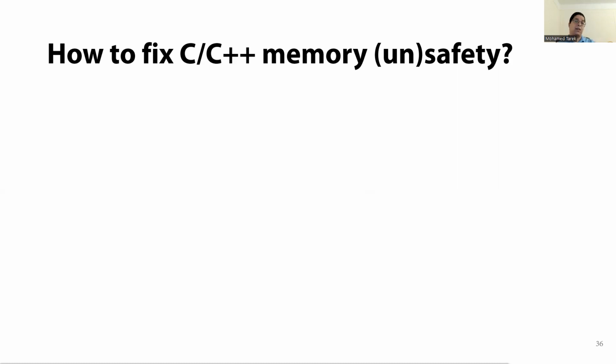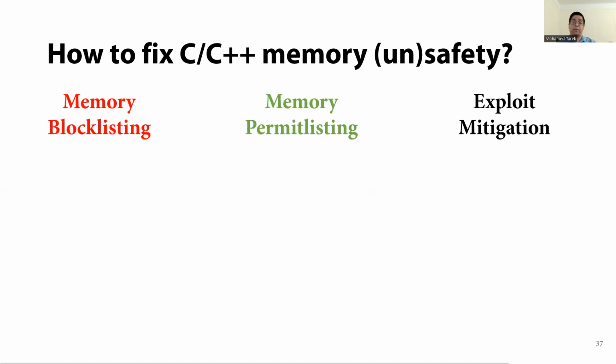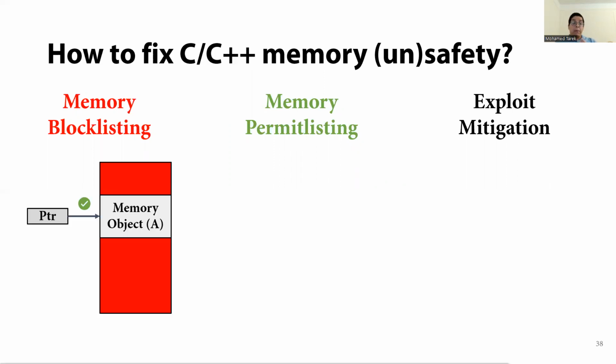The answer is yes. At a high level, prior work has followed three main directions: memory blocklisting, memory permitlisting, and exploit mitigation. Let me quickly show you what each of these terms mean. Memory blocklisting surrounds all objects with regions of poisoned memory called red zones or tripwires. If a pointer ever goes out of bounds due to a buffer overflow, for example, and accidentally accesses one of these tripwires, a program exception will be triggered.